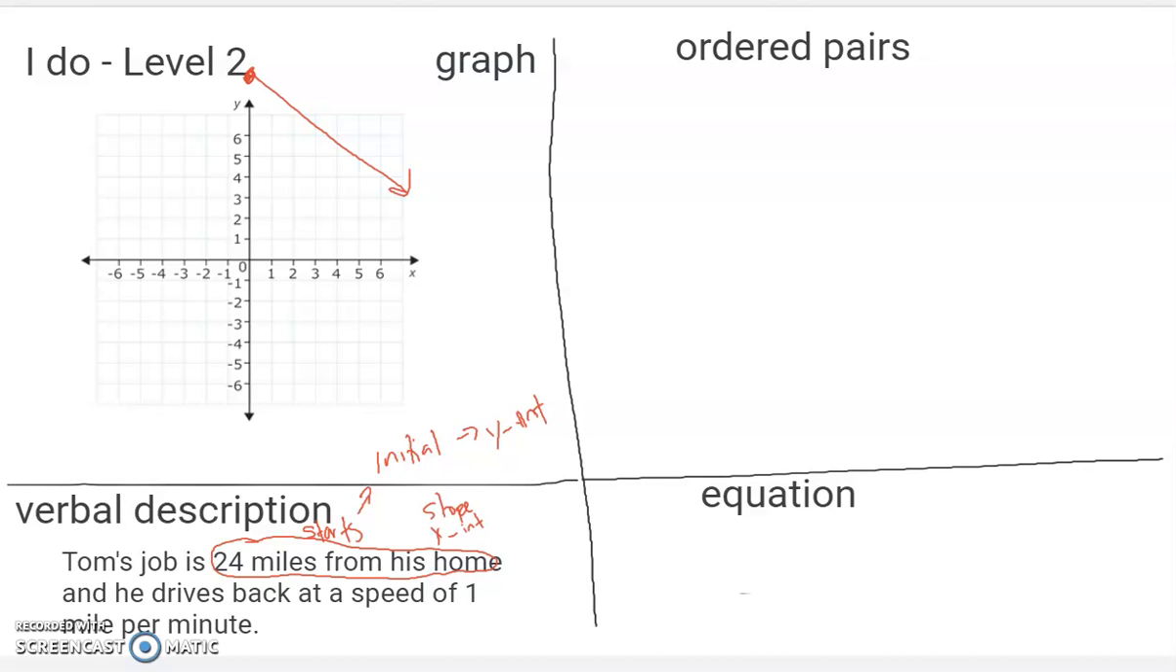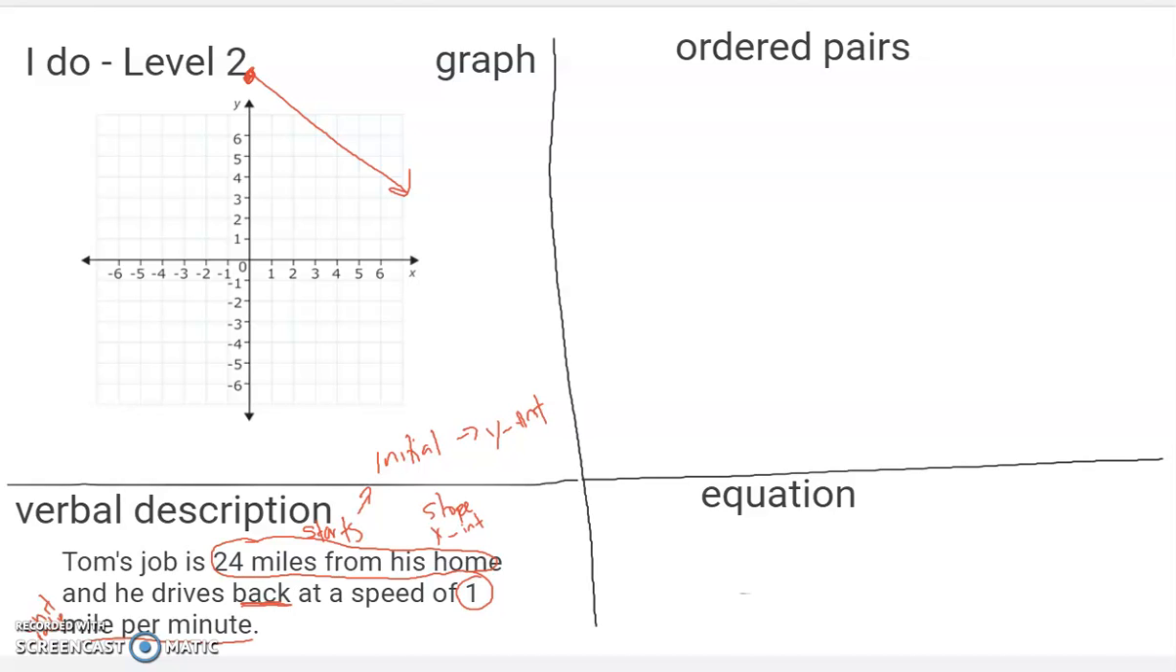Drives back at a speed of 1 mile per minute. That sounds like a slope. He's driving back at a speed of 1 mile per minute. That is unit rate language. And remember, unit rates and slopes refer to the same thing. So that sounds like a slope.